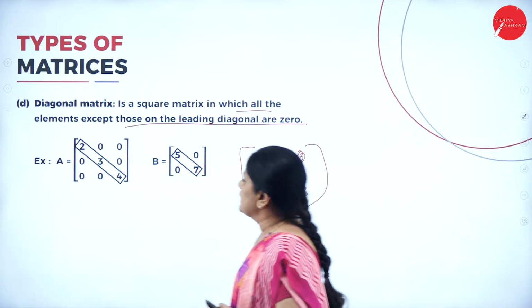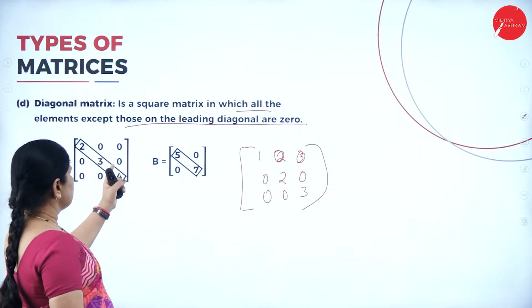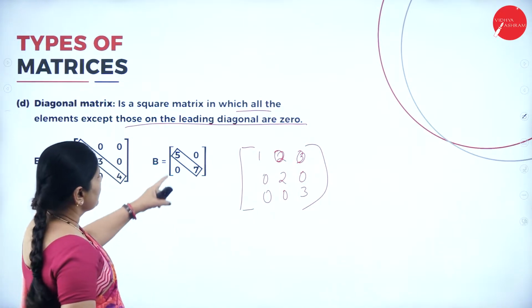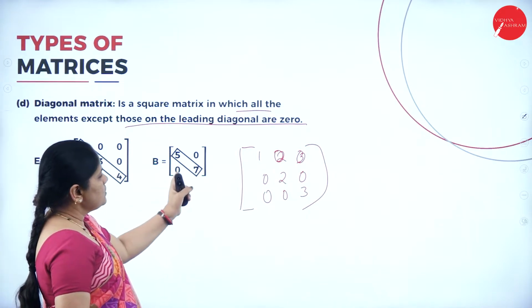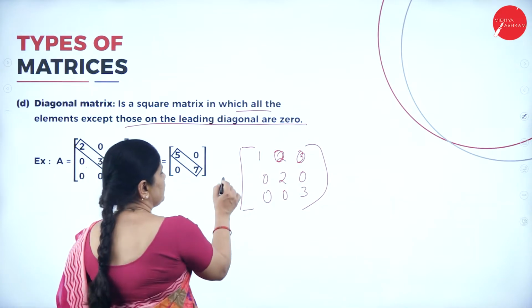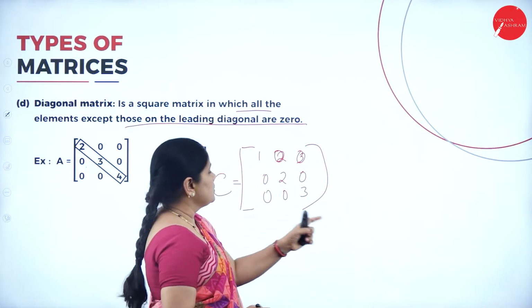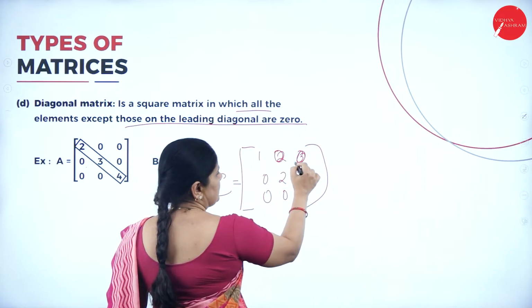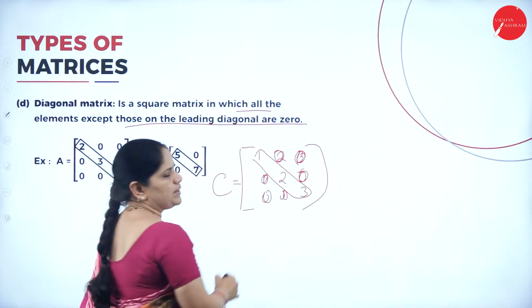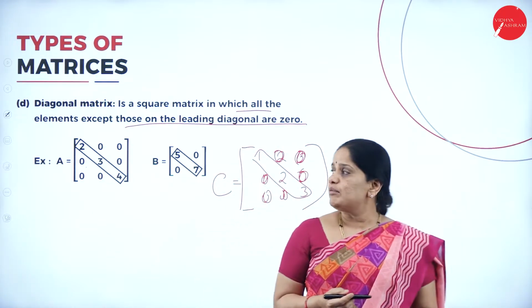So I can write it like this. Here you can see A equals 2, 0, 0, 0, 3, 0, 0, 0, 4. So the diagonal elements are 2, 3 and 4. Here, 5, 0, 0, 7, only 5 and 7 are the numbers. And here is matrix C: 1, 0, 0, 0, 2, 0, 0, 0, 3. All these are zeros, whereas only the principal diagonal elements are numbers. We call those matrices diagonal matrices.